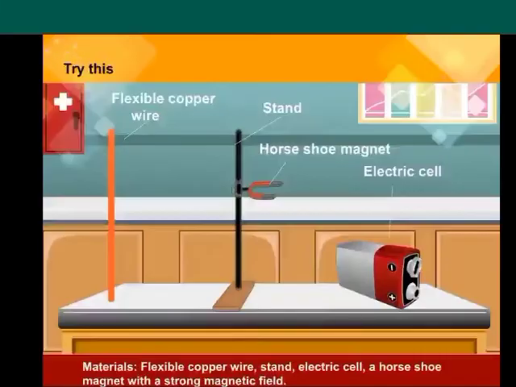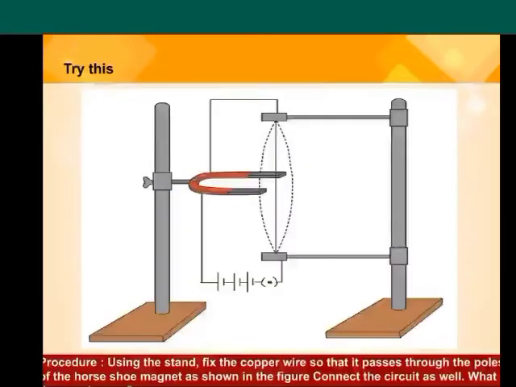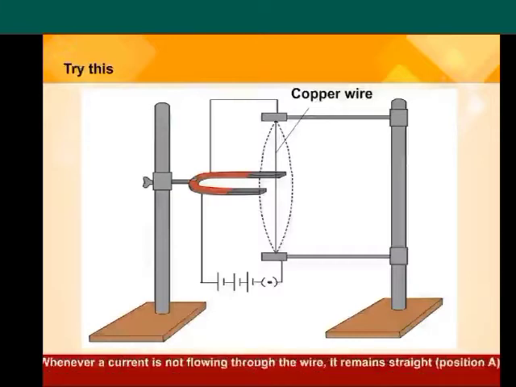Force acting on a current carrying conductor in a magnetic field. Try this. Materials: flexible copper wire, stand, electric cell, a horseshoe magnet with a strong magnetic field. Procedure: using the stand, fix the copper wire so that it passes through the poles of the horseshoe magnet as shown in the figure. Connect the circuit as well. What do you observe? Whenever a current is not flowing through the wire, it remains straight.